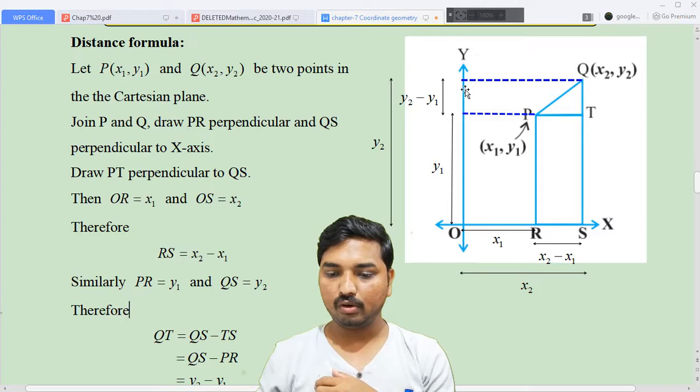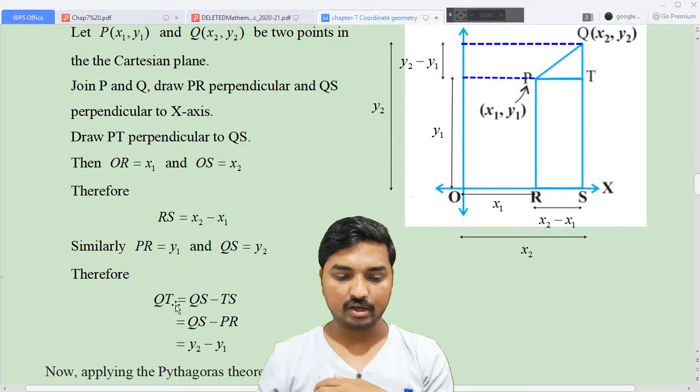So now look here, I want this distance. This distance is the same as QT. Try to understand the figure first. QT and the distance from here to here are both the same, and it is clear from the figure. So how can you define this one? The total distance from here to here is y2, and from here to here is y1. Subtract y1 and you get y2 minus y1. That's why QT is equal to y2 minus y1. I have written this one here.